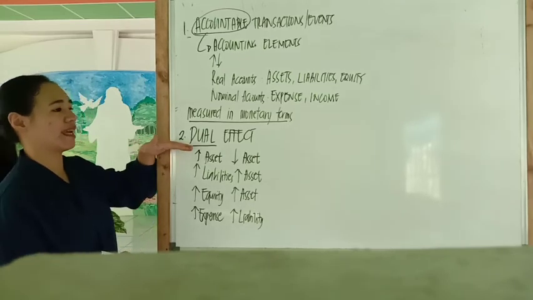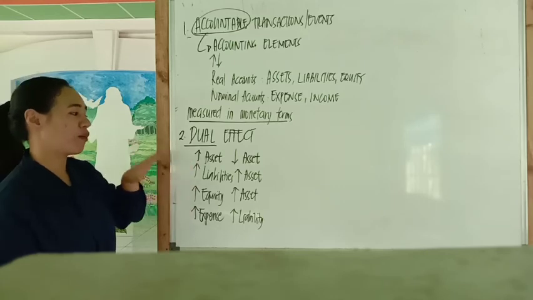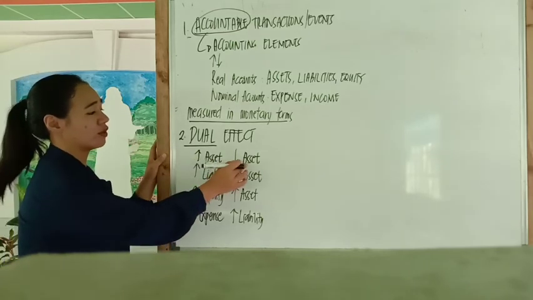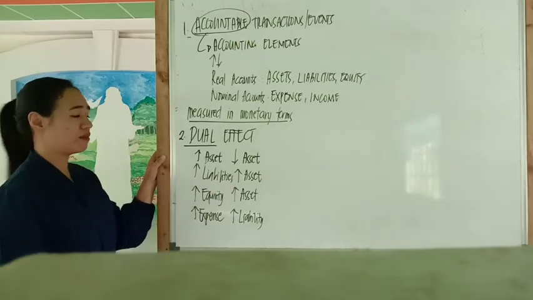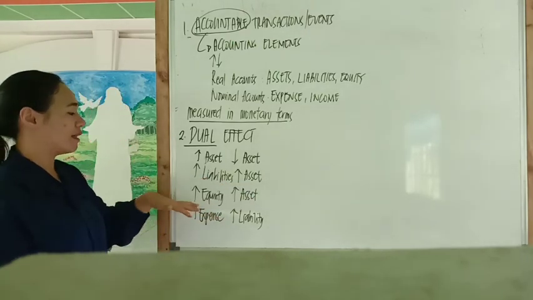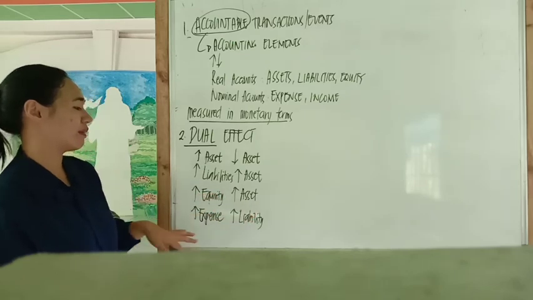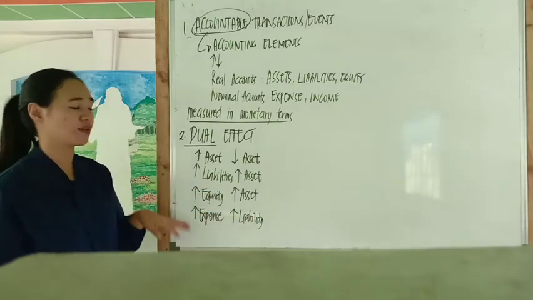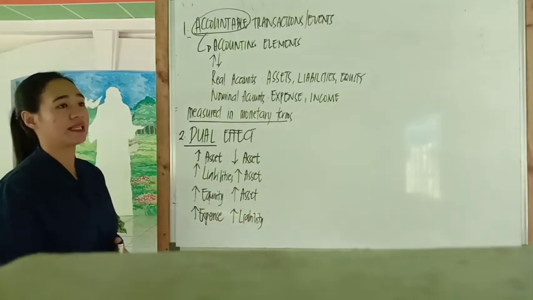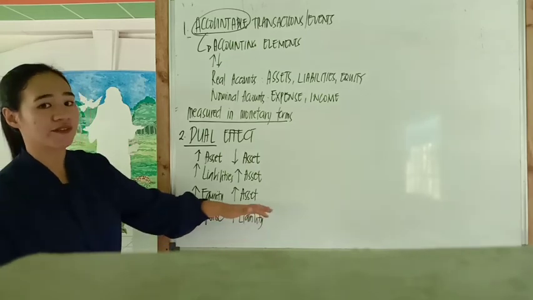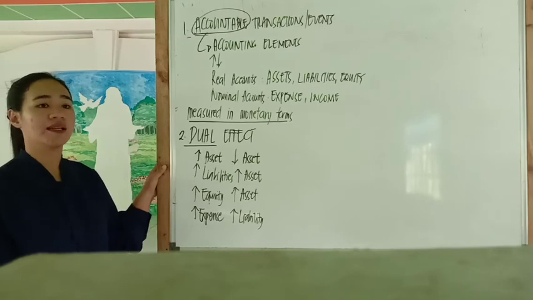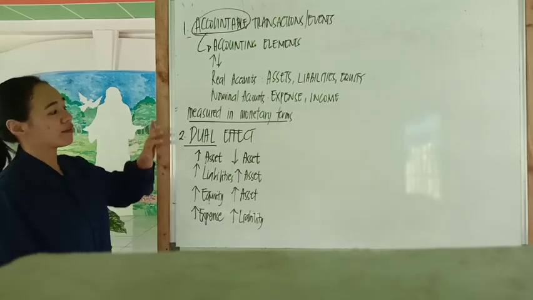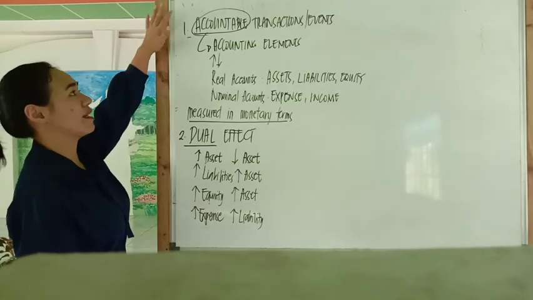Dual yung effect niya. Either, halimbawa, mag-i-increase yung asset mo, tapos mag-decrease siya. And then, mag-i-increase yung liability mo, mag-i-increase yung asset. Mag-i-increase yung equity, and then mag-i-increase yung asset, mag-i-increase yung expense, mag-i-increase yung liability. So, this will be discussed further in your Unit 3, in your accounting information system. But for now, always remember these two things.